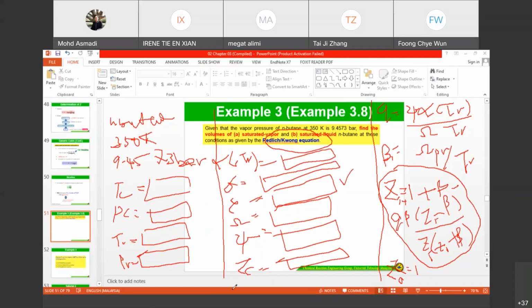Okay, what's the value for Q and beta? The equation for Q should be this one. This is alpha TR, this one and this one TR. Not TR divided by PR.